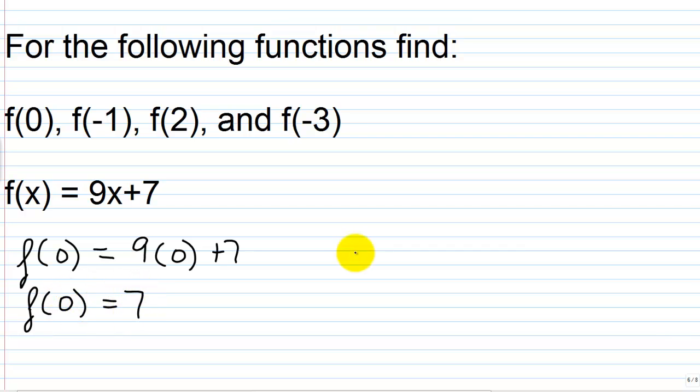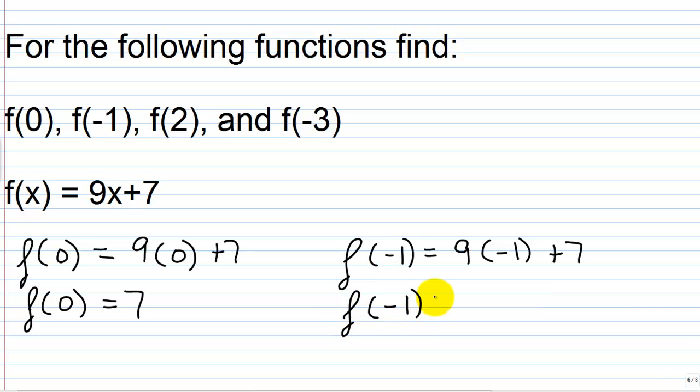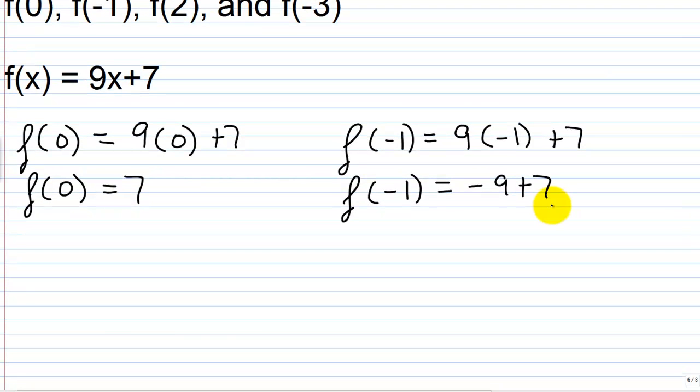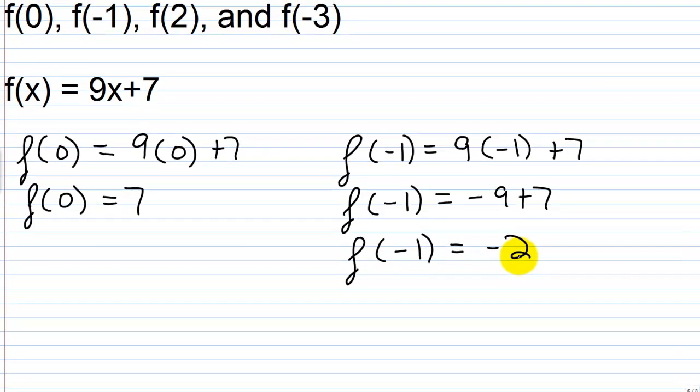What about f of -1? F of -1 would be equal to 9 times, plug a -1 in for x, plus 7. 9 times -1 is -9, plus 7. And then -9 plus 7 is -2, so f of -1 is equal to -2.